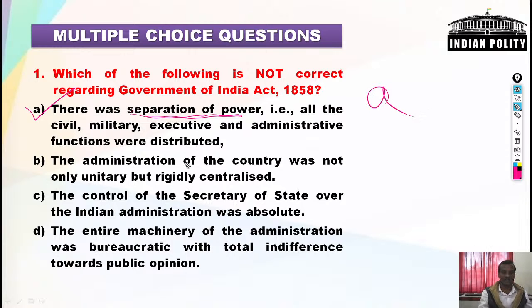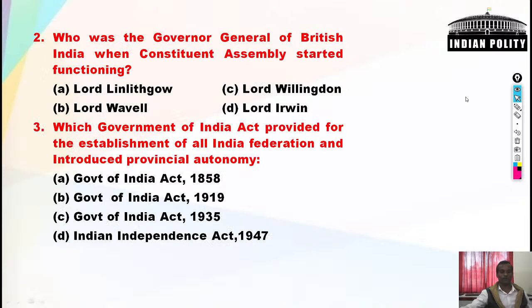All are right. Administration of the country was unitary but rigid. Control of the Secretary was absolute. Whatever he said was final. Then the entire machinery of the administration was bureaucratic. So answer is A. Then the next question.